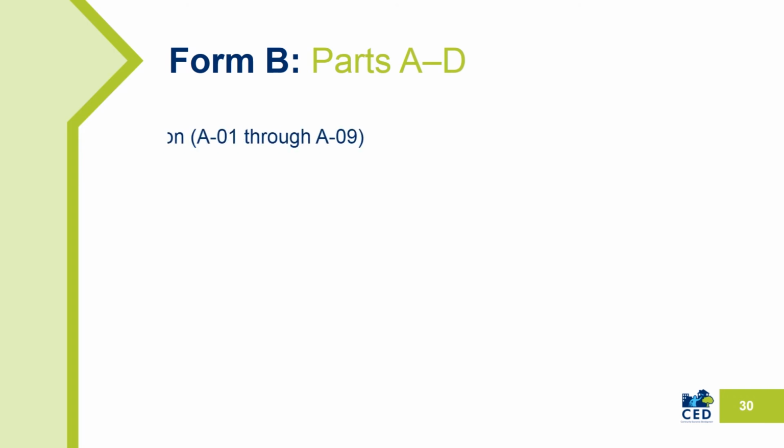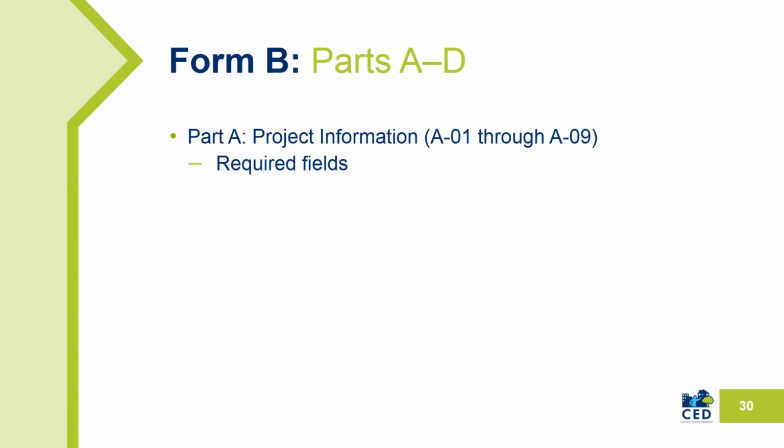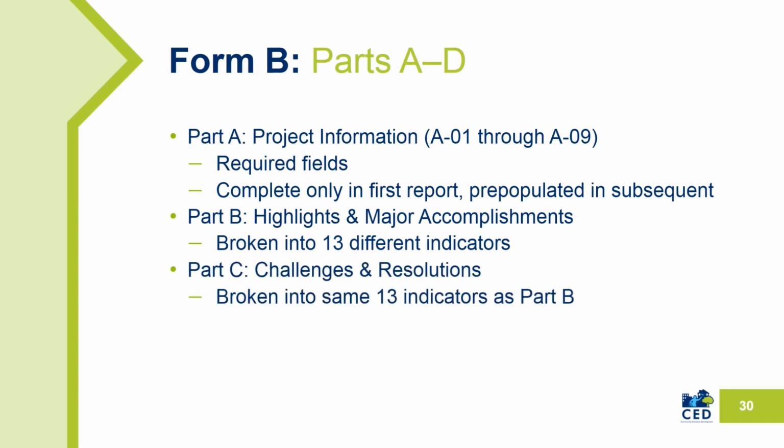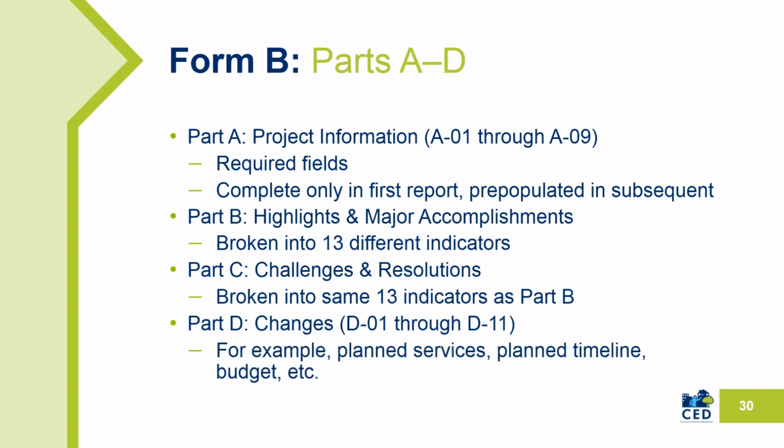Part A is entitled Project Information. There are 9 indicators. The fields are required in this section. You complete this information only in your first report, and the data is pre-populated in subsequent reports. Parts B and C are accomplishments and challenges. Each is broken into 13 indicators that are similar to some of the ones reported on in Form A, such as new business creation, business expansion, and new job creation. Part D is entitled Changes. There are 11 indicators, including planned services, planned timeline, and budget.